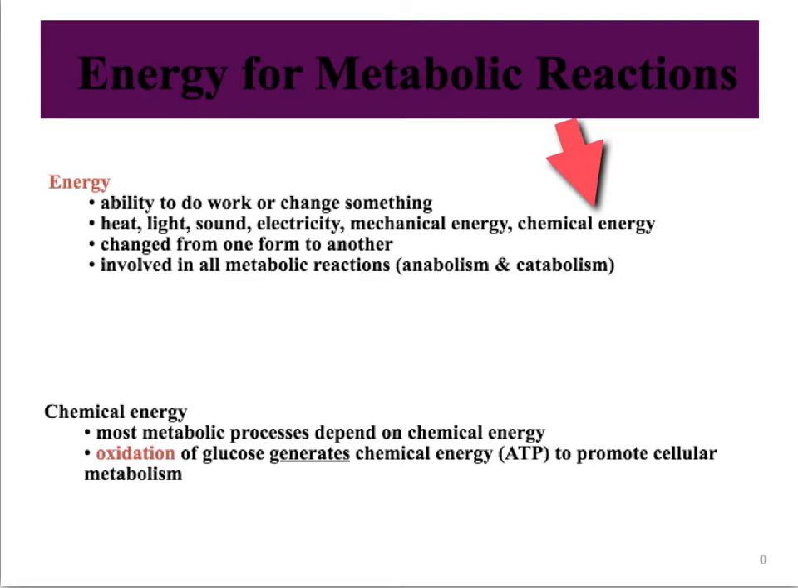Energy is involved in all metabolic reactions, both anabolism, which is the building up of large molecules, and catabolism, which is the reduction of larger molecules into smaller ones. The chemical energy that you're most familiar with that we're going to be working with in muscles is in the form of ATP. ATP, or adenosine triphosphate, is a molecule that is able to store energy in high-energy phosphates and allows molecules to do work.